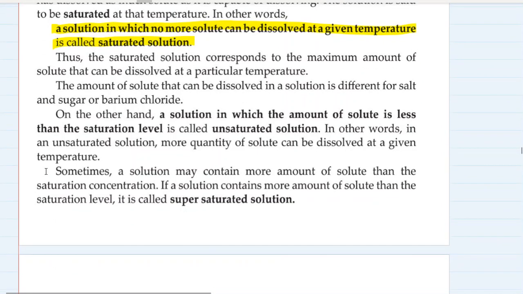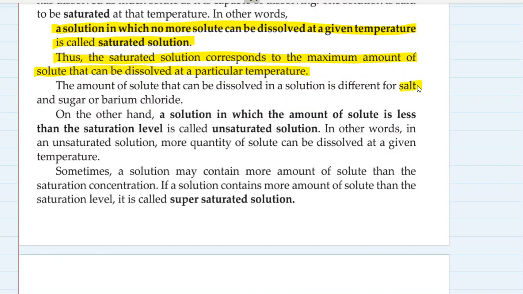Thus, the saturated solution corresponds to the maximum amount of solute that can be dissolved at a particular temperature. Note this down as well. Saturated solution corresponds to maximum amount of solute that can be dissolved at a particular temperature. The amount of solute that can be dissolved in a solution is different for salt and sugar or barium chloride.